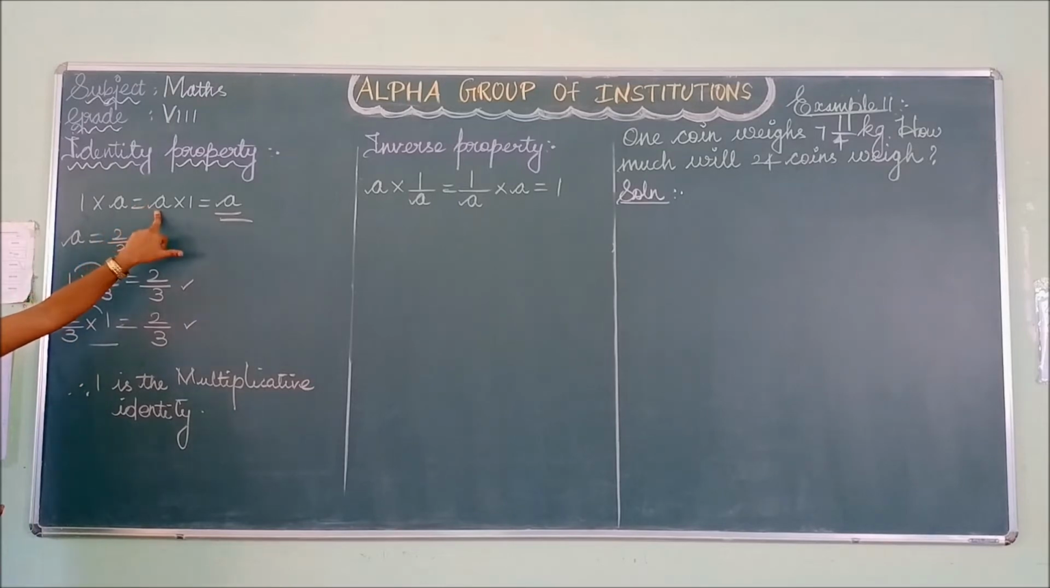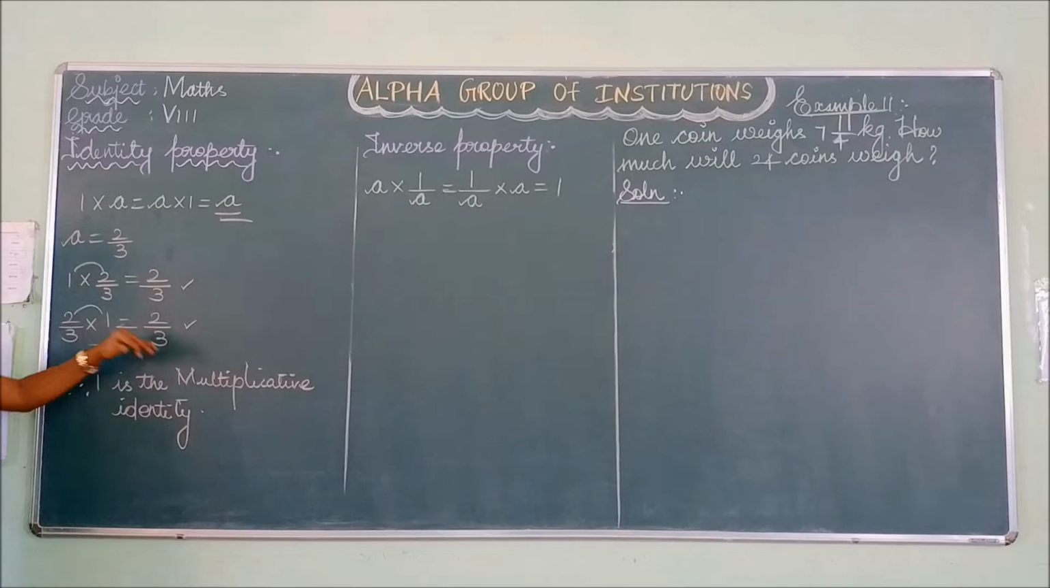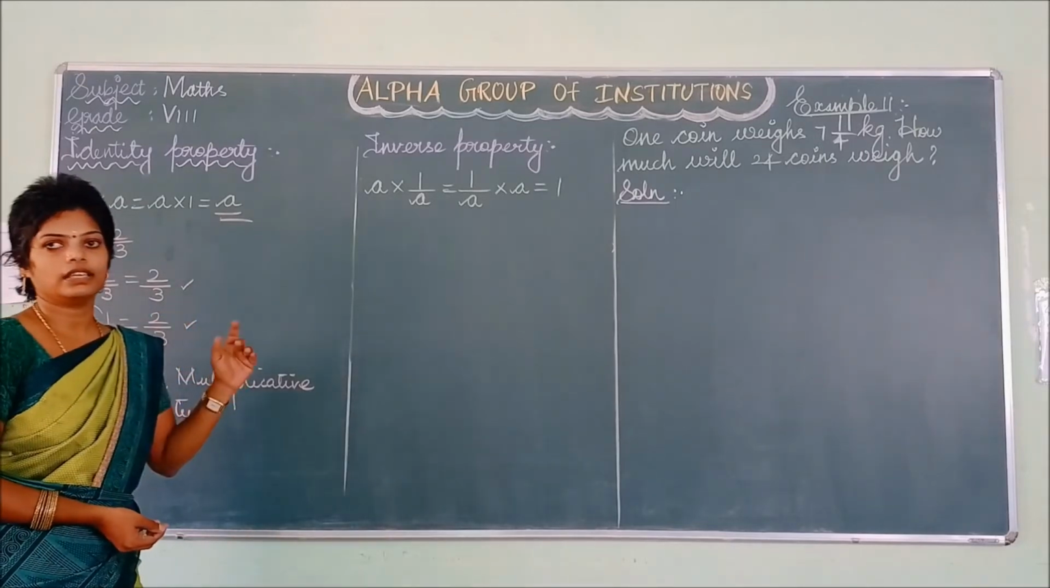So then what is the result? A into 1, A is 2 by 3 into 1 is again our A only. So from this condition we can say 1 is the multiplicative identity. Then listen to the next property, which is inverse.